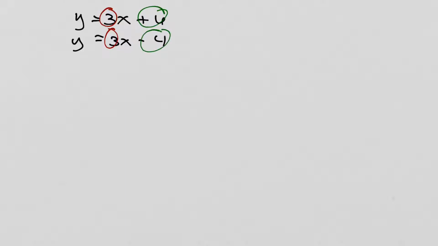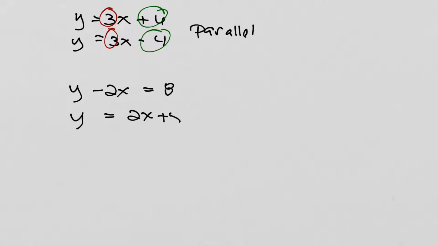So let's look at a couple of equations here. If I gave you y equals 3x plus 6 and y equals 3x minus 4, then if you notice, they've got the same slope, they've got different y-intercepts, so that means these two are parallel. Right. Now that's nice and neat, but what if it's in a little bit of a different form? Like what if I had y minus 2x equals 8, right? And y equals 2x plus 5?